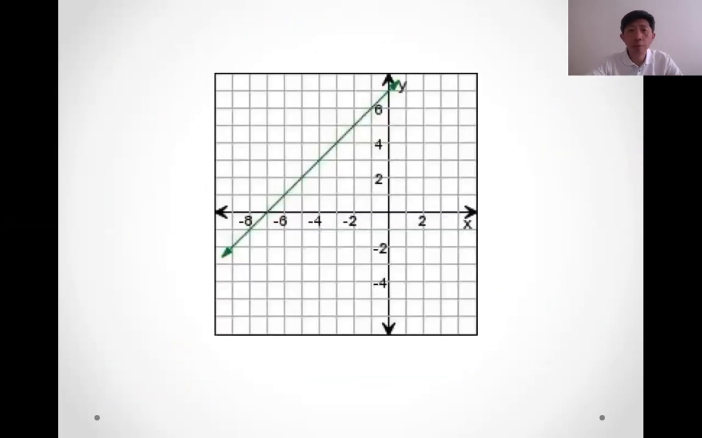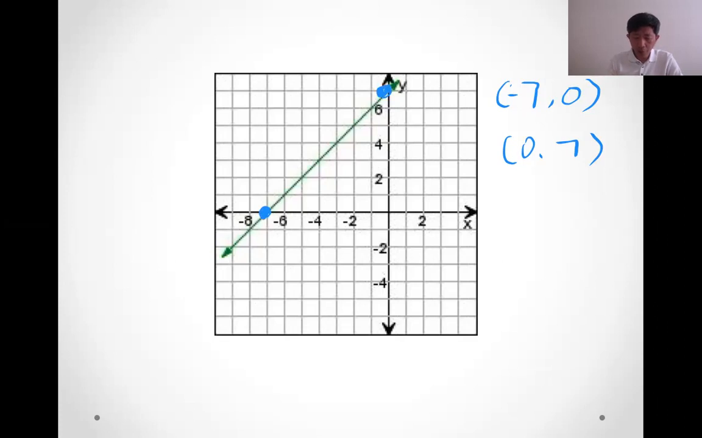Okay, let's do another problem. For this problem, I want to find the equation. I have the point negative 7, 0, and another point 0, 7, right? So I know the two points, one is here, the other is right here.